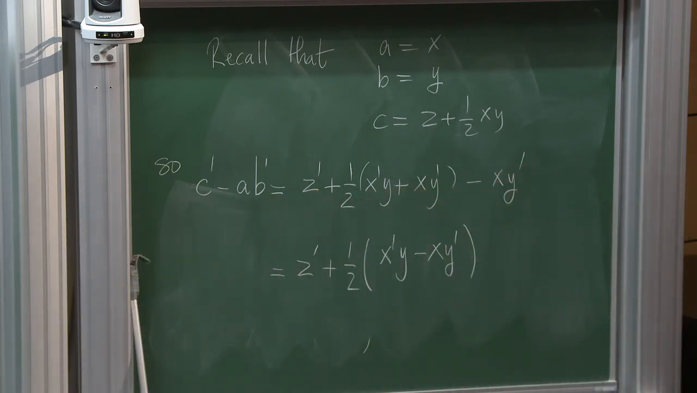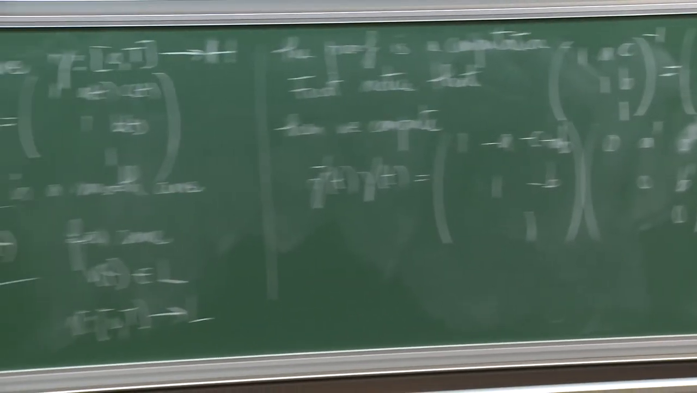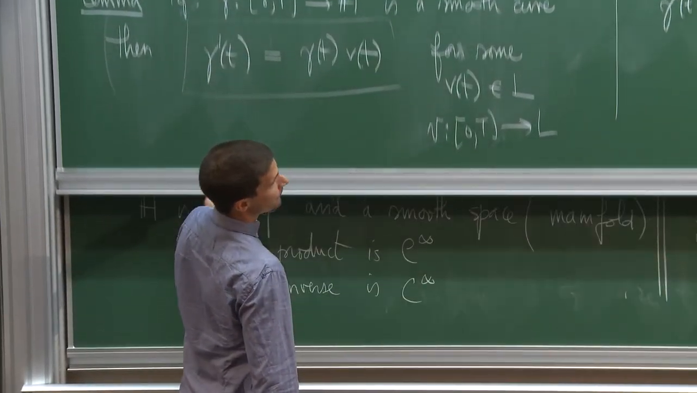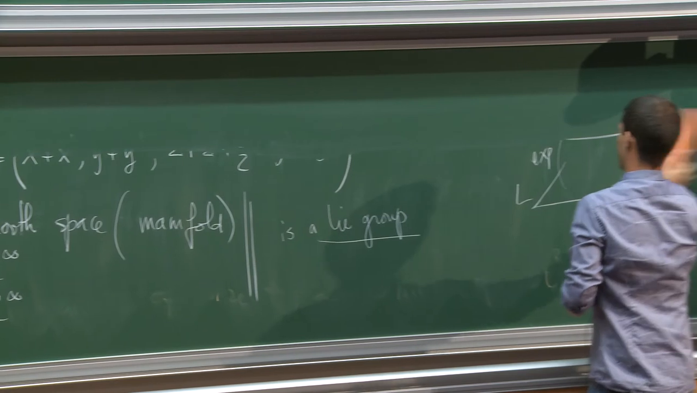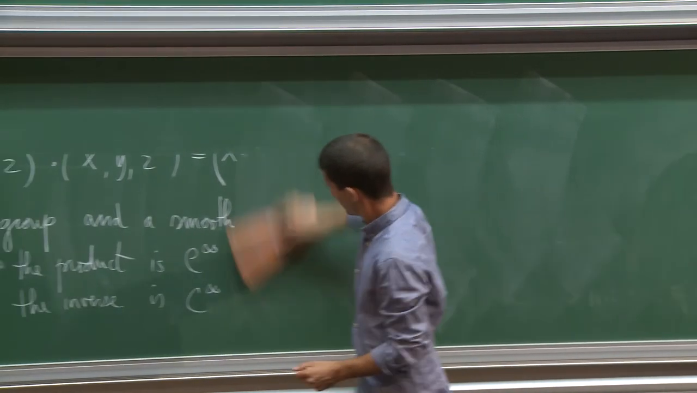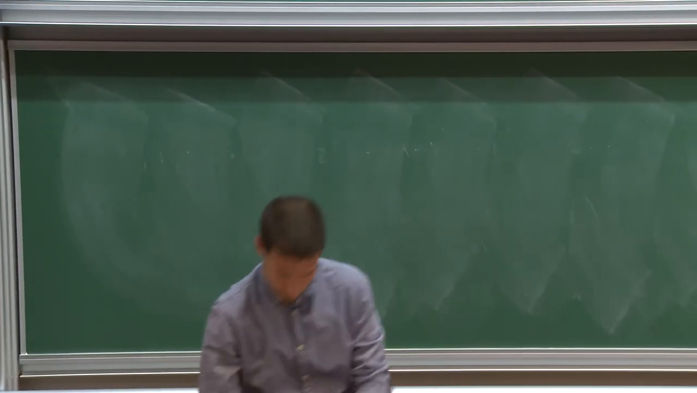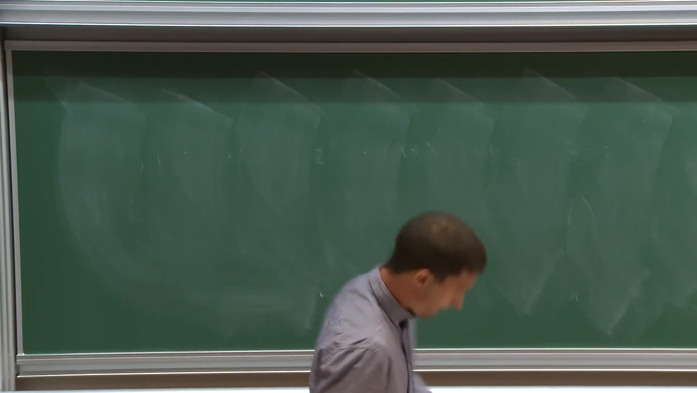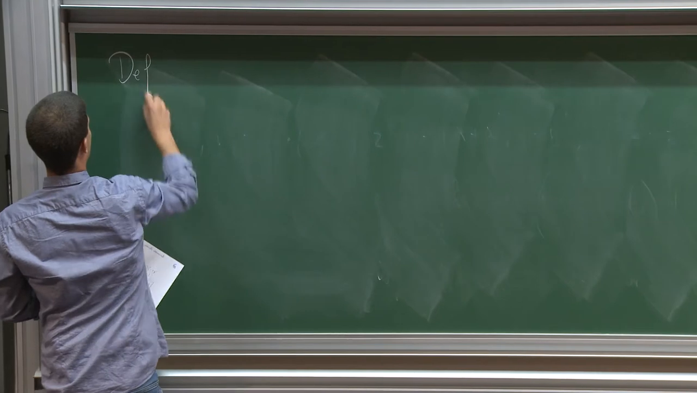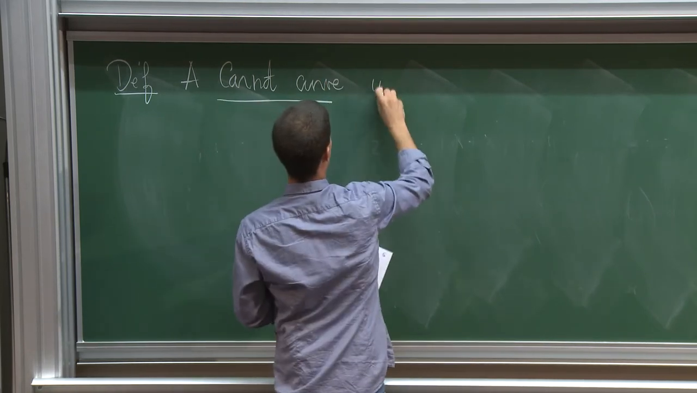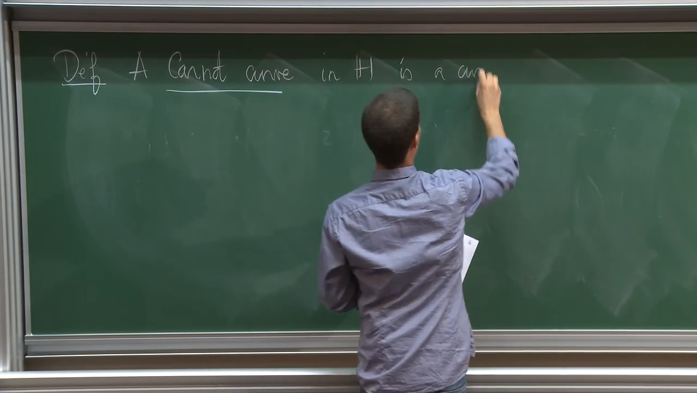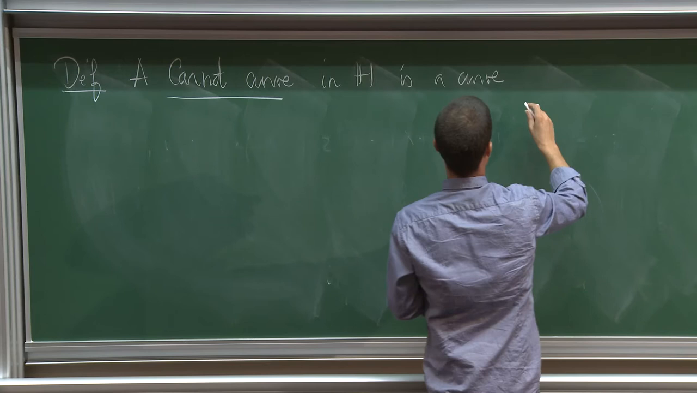Okay, so now I give a definition. When you give a definition, nobody can complain because it's a definition. And so we define a Carnot curve inside the Heisenberg group. It's a curve for which this is zero. Let's say it's a curve.